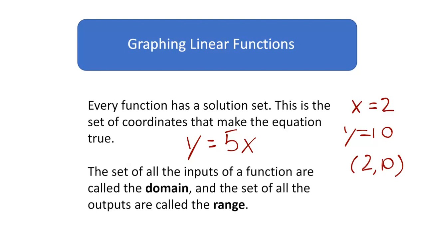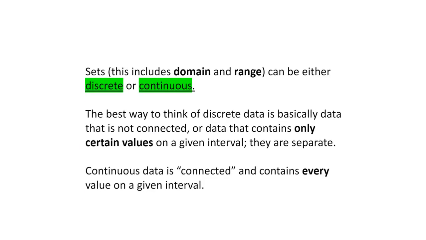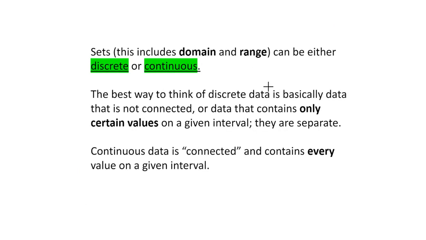Now, there's one more thing that we have when we talk about domain and range. These sets can either be discrete or continuous, and you do need to know what these words mean. Discrete data is basically data that only takes on certain values in a particular interval. They're separate. We can think of them like that. I'll show you what that means in a second. It's really a set of coordinate points that are not connected. Continuous data is, quote unquote, connected, and it's every value on a given interval. Let me show you what that means, but you do need to know what these mean. These are important vocab words, just like domain and range.